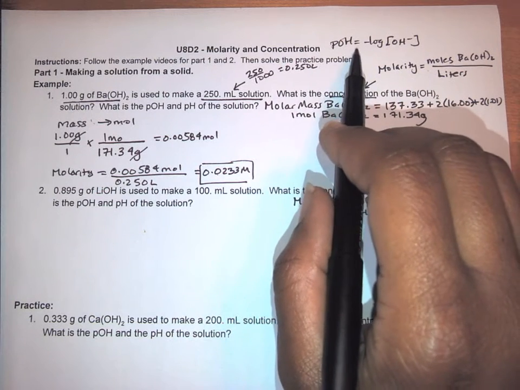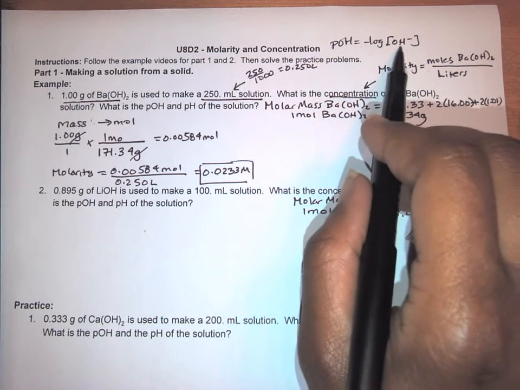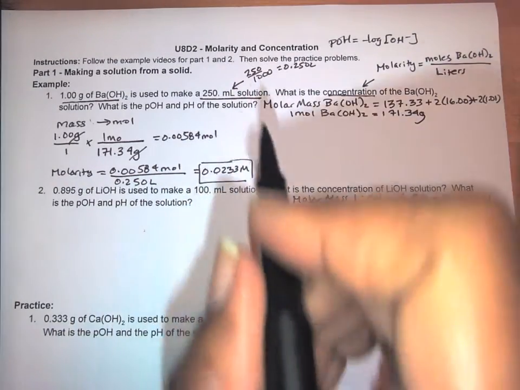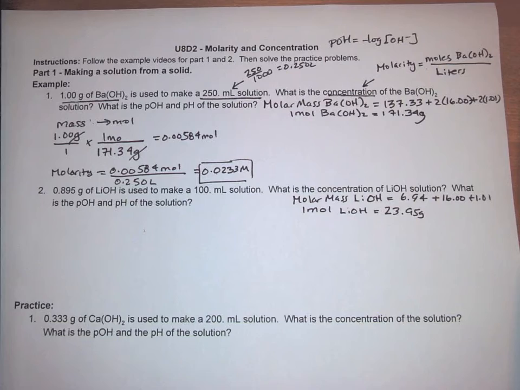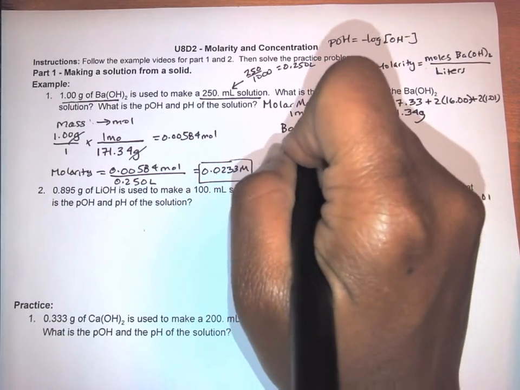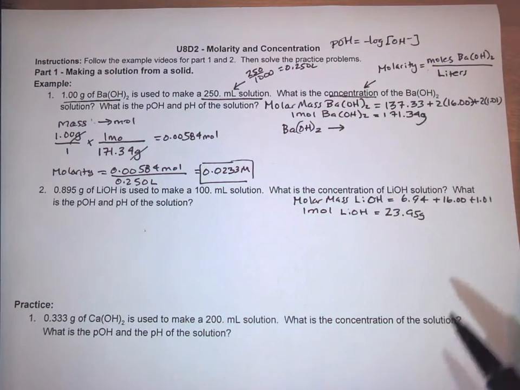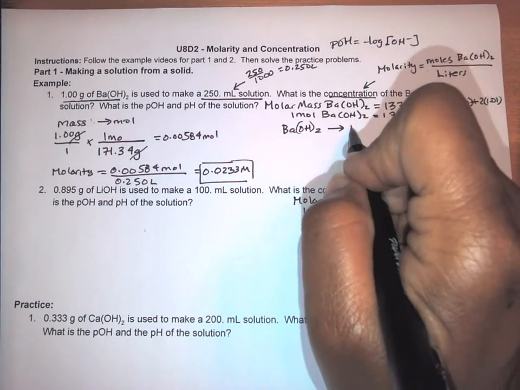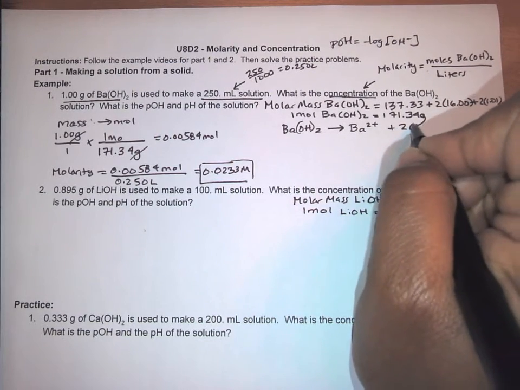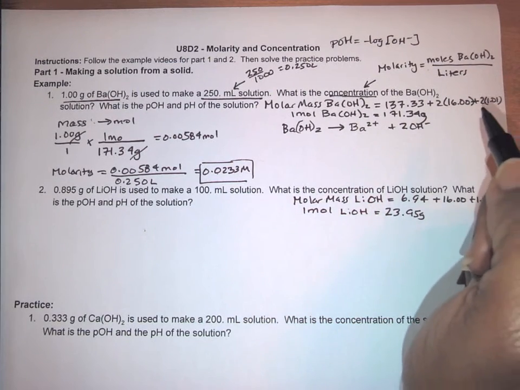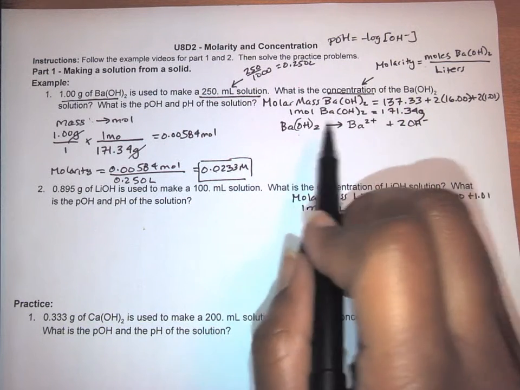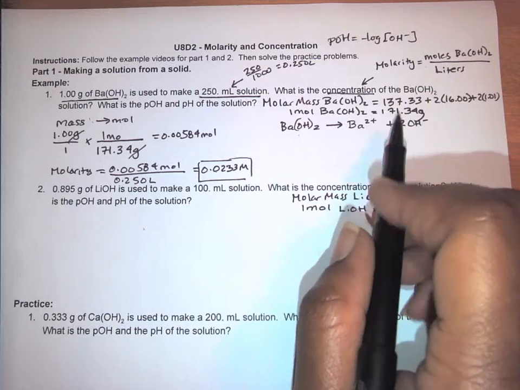So what we'll need is the concentration of OH minus, but I have the concentration of barium hydroxide, right? So how do I get the concentration of OH minus? When you're dealing with a strong base and you dissolve it in water, what happens? It ionizes, it breaks apart into its ions. So it's going to break apart into barium ion and in this case 2 hydroxides. So that means for every 1 barium you're going to produce 2 hydroxides. So the ratio here is 1 to 2, right?